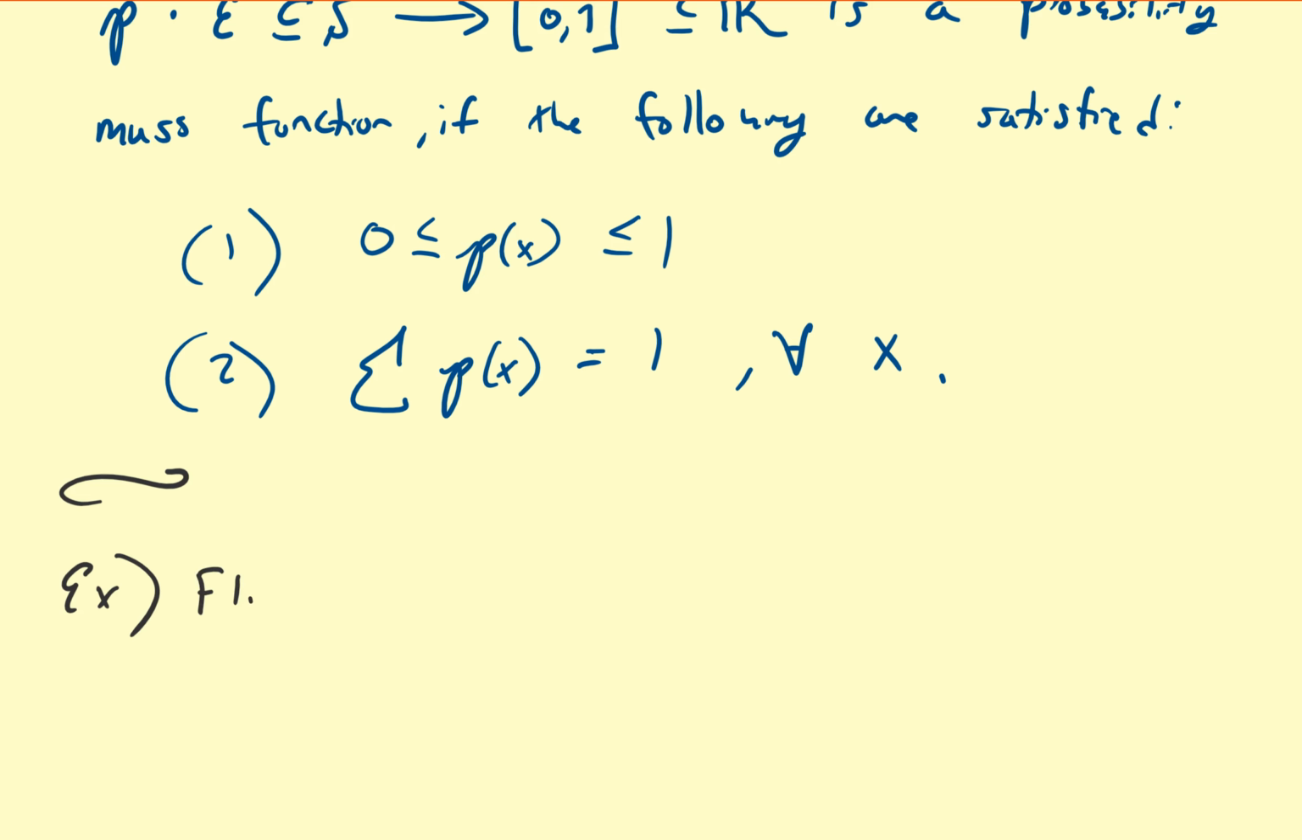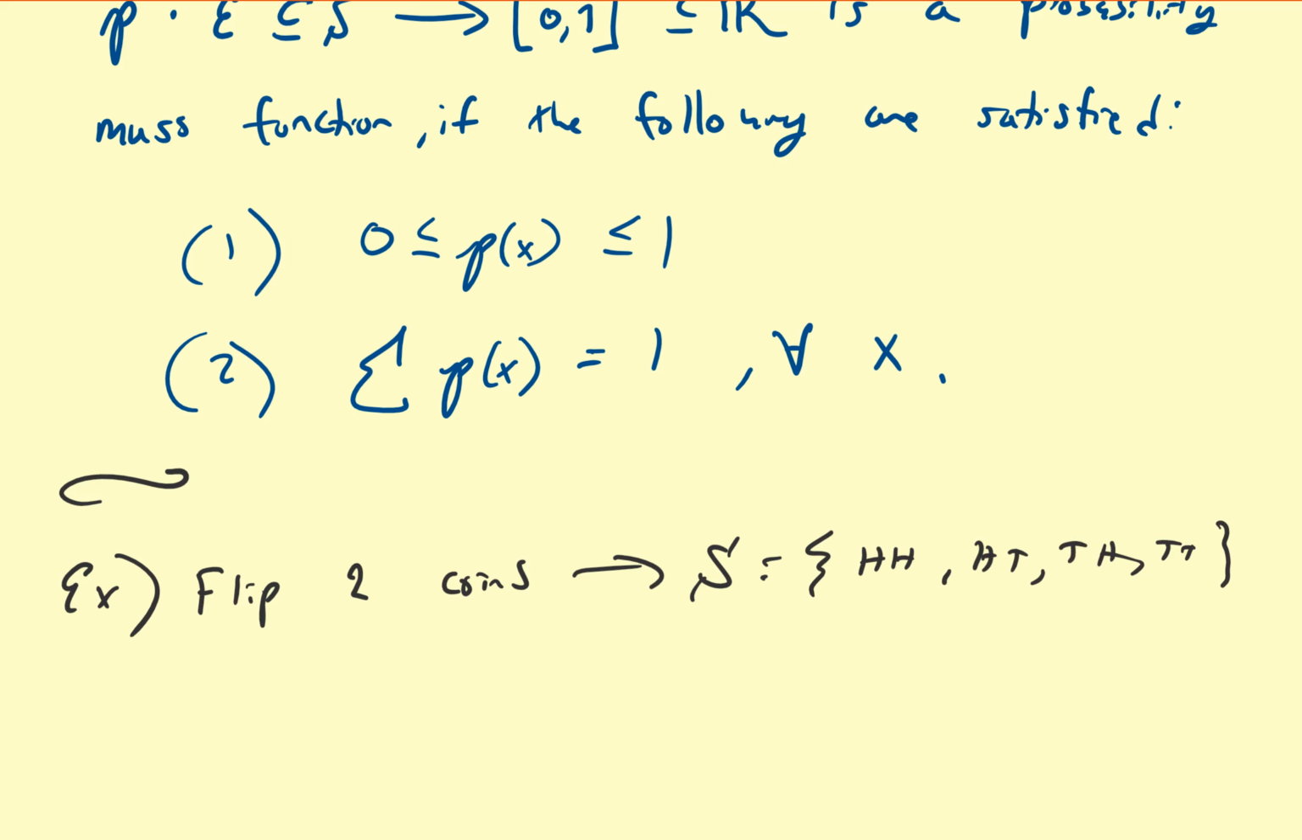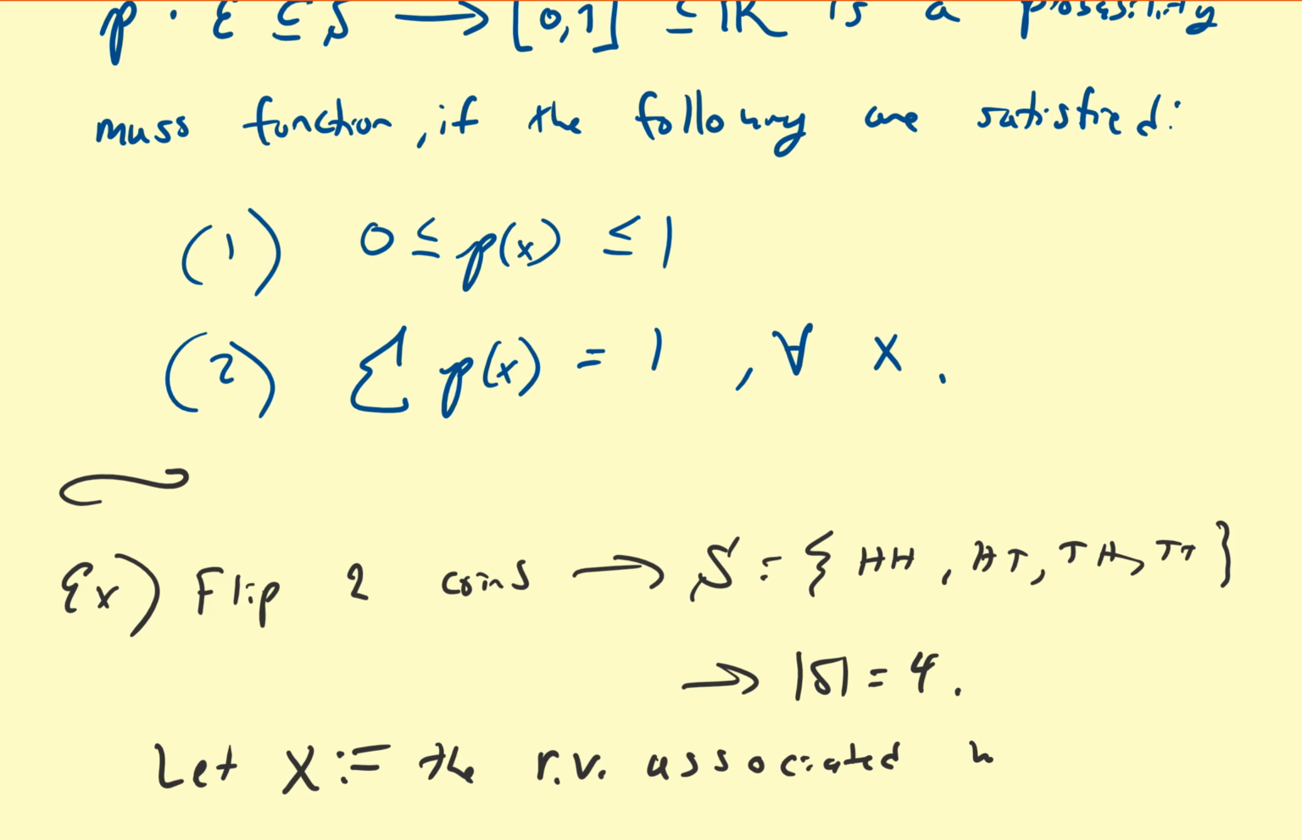So flip two coins. If we flip two coins, we already know the sample space that's associated with that, right? Namely heads heads, heads tails, tails heads, and tails tails. Namely, the size of the sample space is going to be equal to 4. And I'm going to define x to be the random variable associated with the number of heads.